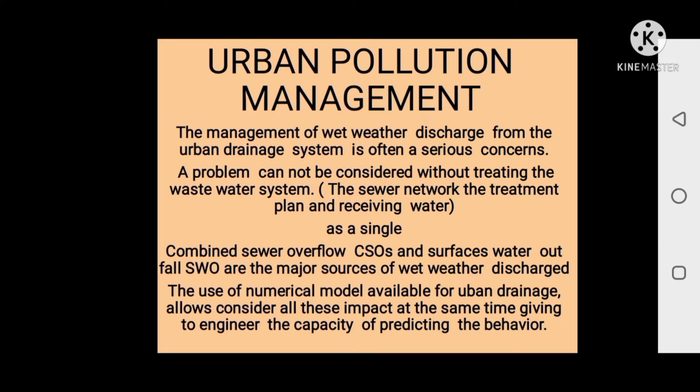So the use of numerical models available for urban drainage allows all these aspects to be considered at the same time, giving an engineer the capacity of predicting the behavior of the catchment, locating the problem, and assessing the best solution. Using these tools results in overall cost savings for the water industry. Having a better understanding of the cause and extent of the problem gives more focused and cost-effective solutions.